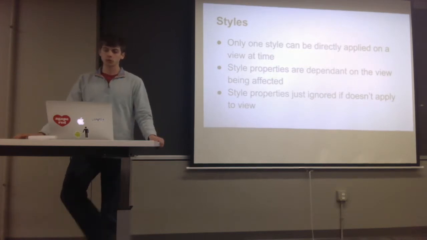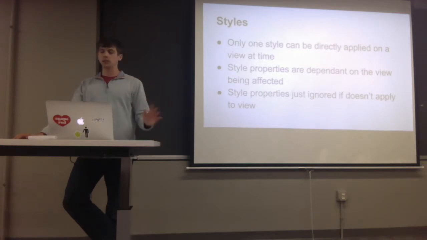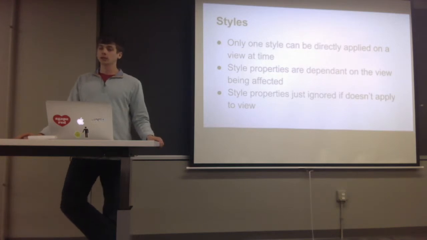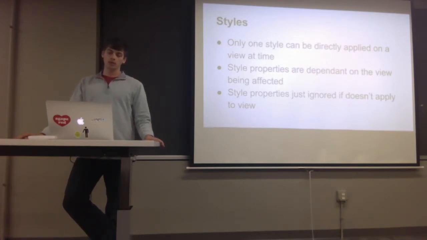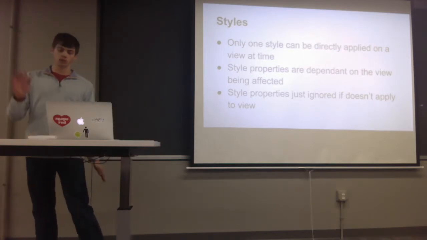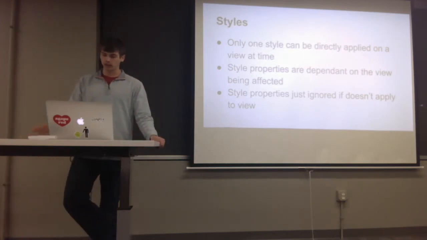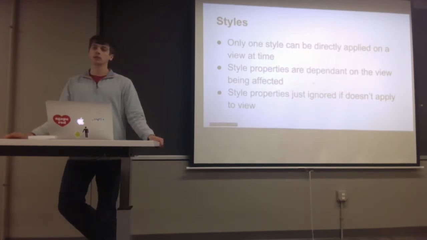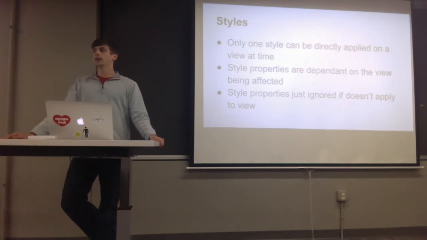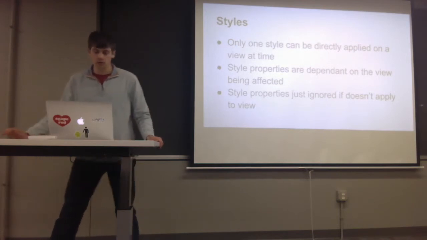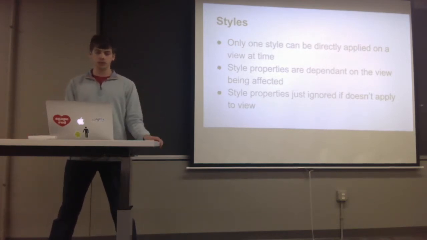So some rules: only one style is an exception, but I won't get into that. Only one style can be directly applied on a view at a time. So a text view can only have one style specified in XML or anywhere else. And I'll show you how to do that in a little bit. And the style properties are dependent on the view being affected, so you can't apply a text color to an image view, a view that's supposed to display images. If you do, it'll just be ignored. It's kind of redundant. So your app won't crash or anything. It will just pretend like it never happened.